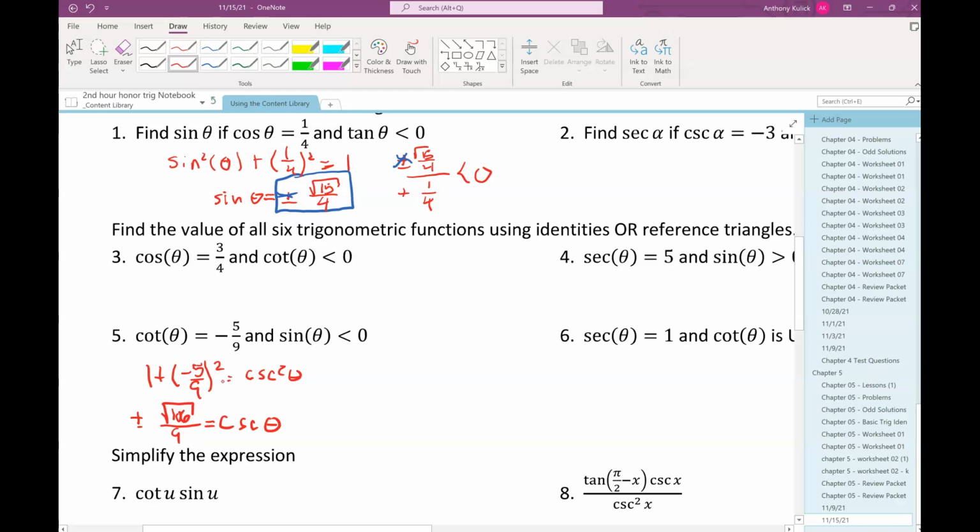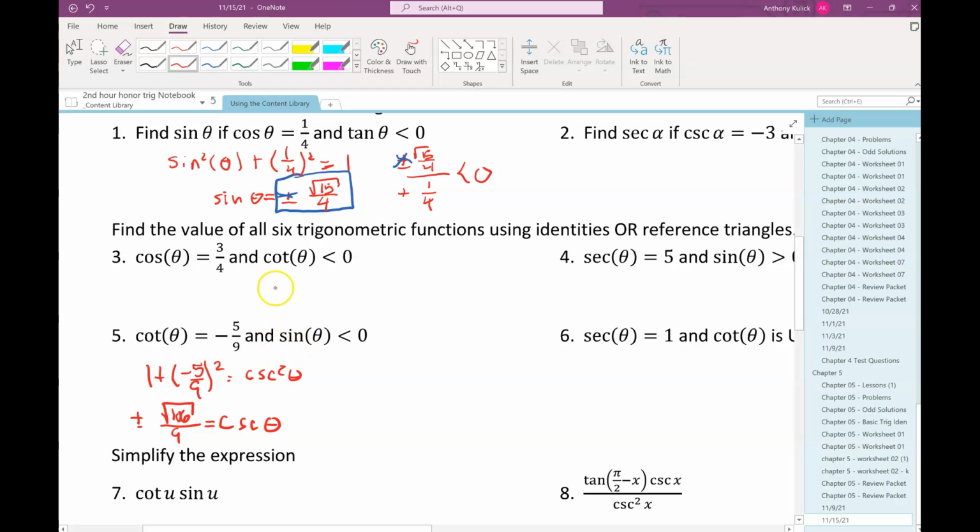Oh, shoot, I misread the question here. I retract what I want to do here. Is that okay? Okay. Since it says all 6 trig functions, I'm going to go about this a different way because it'll probably be a little bit easier. Let me think. Well, maybe not. That's fine. We'll do this.